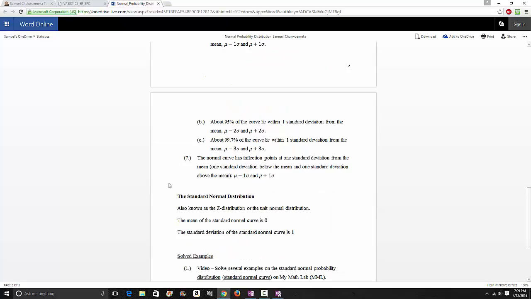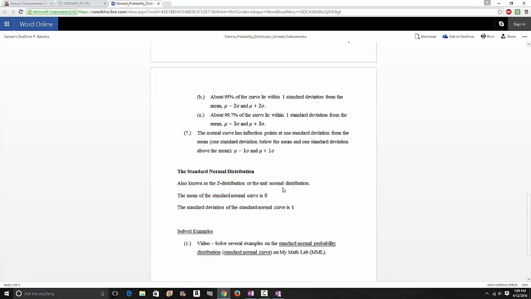Property 7. The normal curve has inflection points at one standard deviation from the mean. Of course, one standard deviation below the mean and one standard deviation above the mean. So when we talk of one standard deviation from the mean, it means one standard deviation below the mean and one standard deviation above the mean.